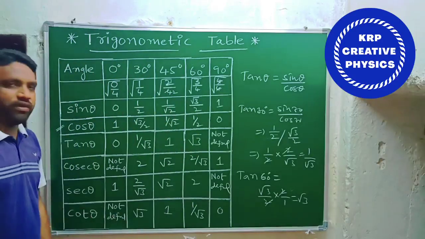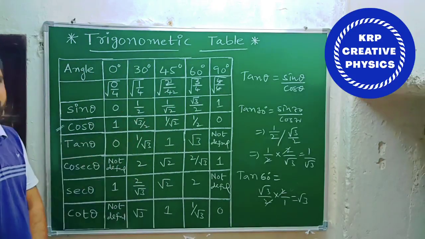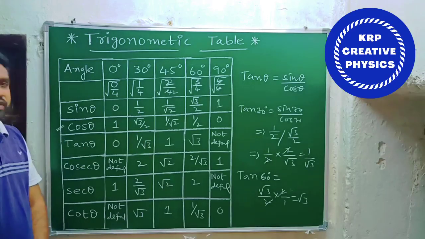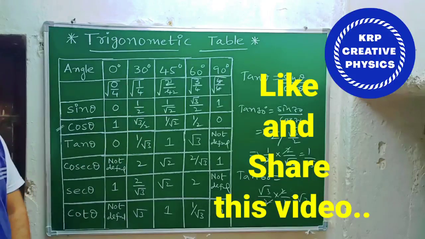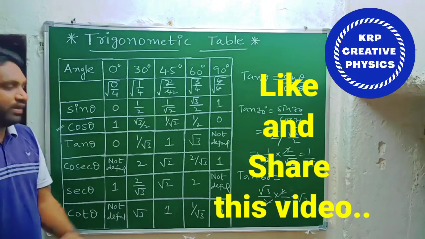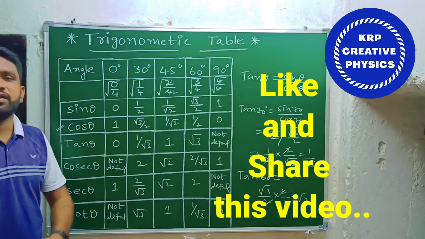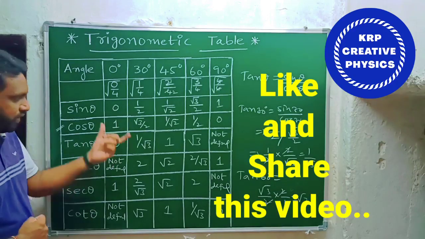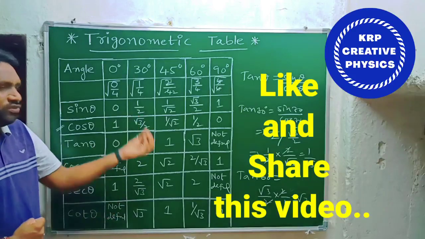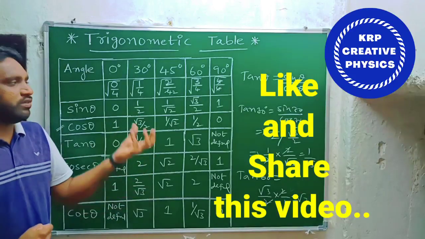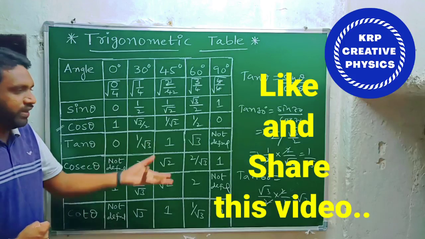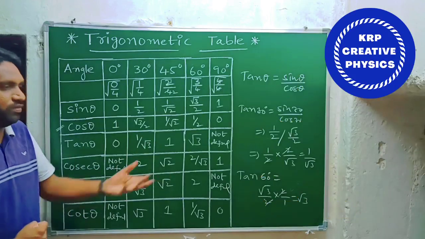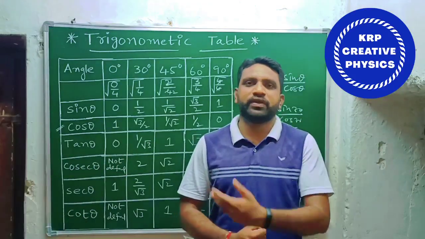So in this way we can find all the values. So that means sin theta, cos theta, tan theta, cosec theta, sec theta, cot theta. So this is said to be the trigonometric table. This particular table and these values are very, very important in physics problems as well as mathematics problems also. That's why I want to explain this table. So in this way you can remember this particular trigonometric table and these values very, very easily with these simple tricks.